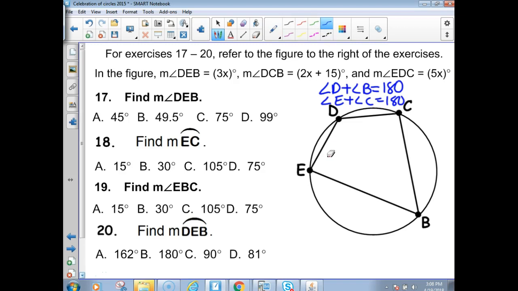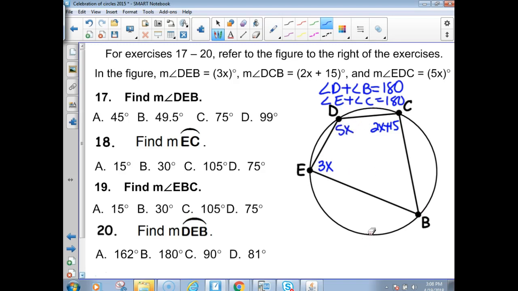All right, now I'm going to go ahead and label what they said up here. The measure of angle DEB, 3x. The measure of angle DCB, 2x plus 15. I'm going to be writing all over these in a minute. EDC, 5x.